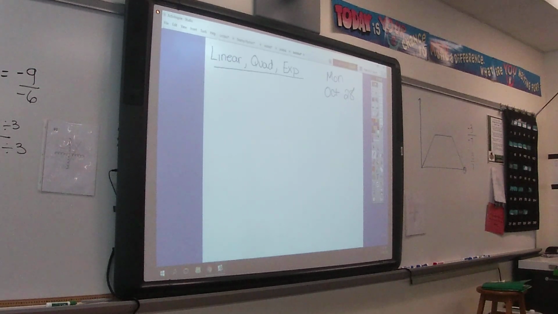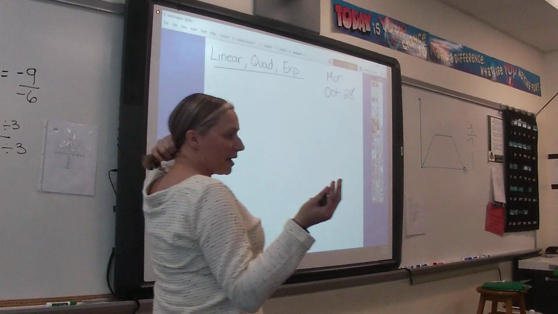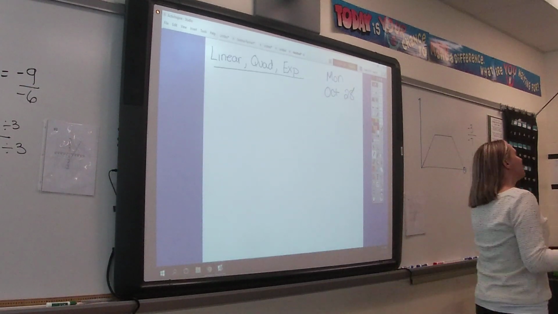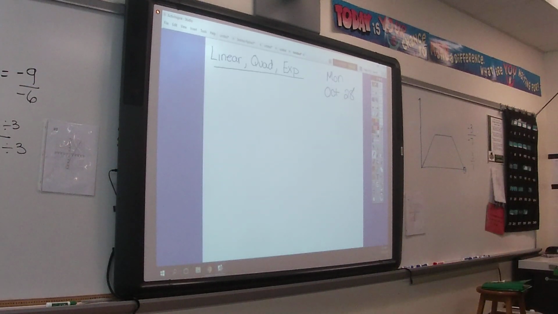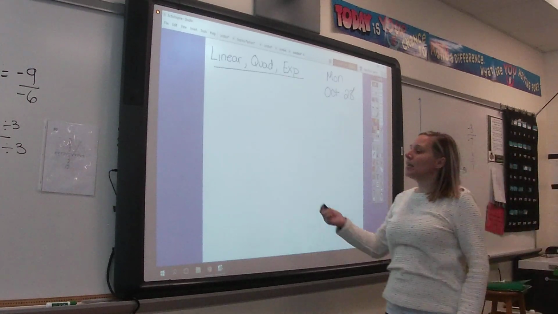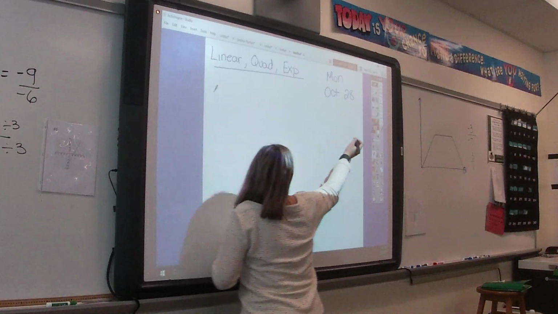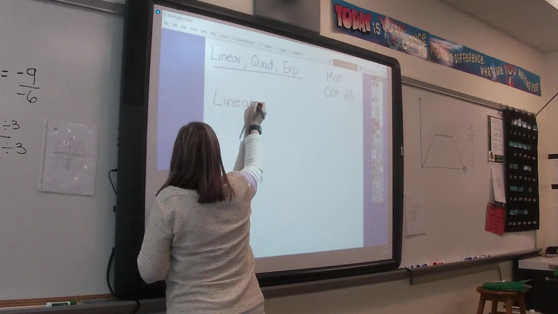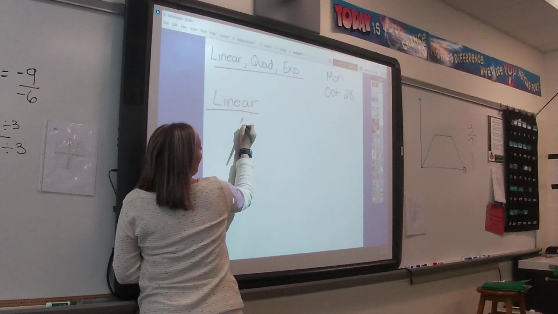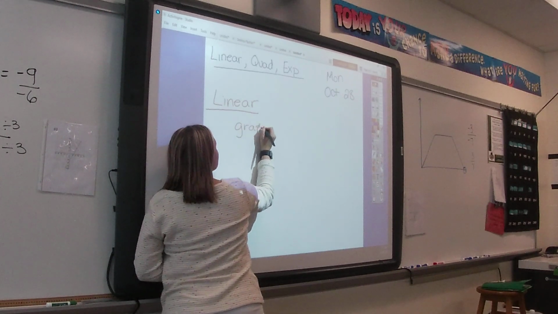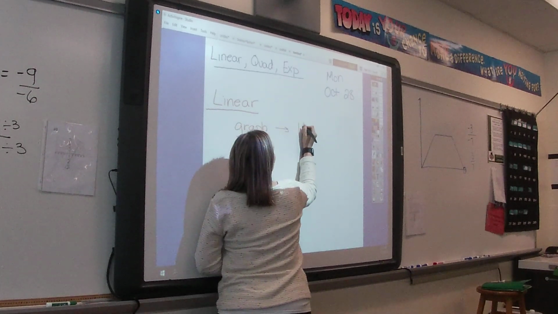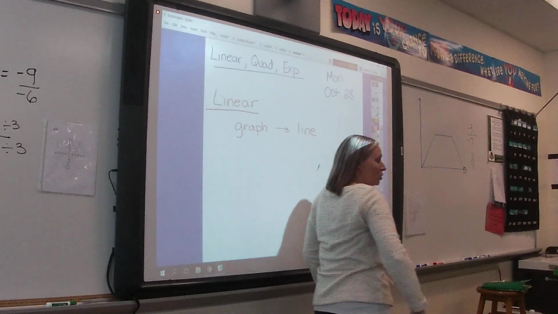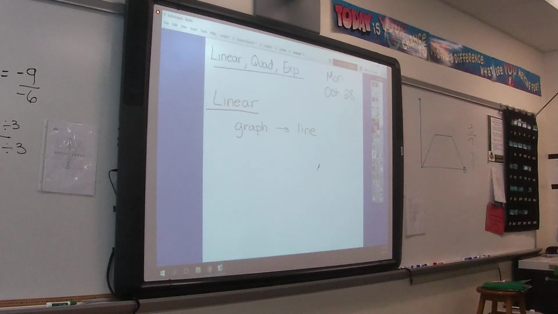So if we want to decide if something is linear, quadratic, or exponential, there are a few basic pieces that we can recognize. Okay, to know that something is linear, we know a couple things to be true about them. The graph is always going to be a line. So if you see a graph that is a line, you know that that is a linear function.